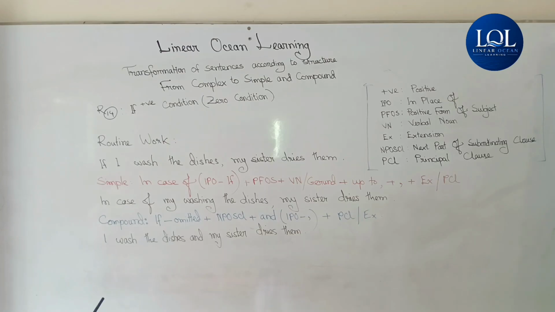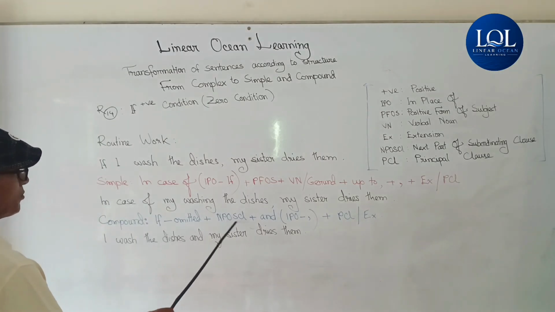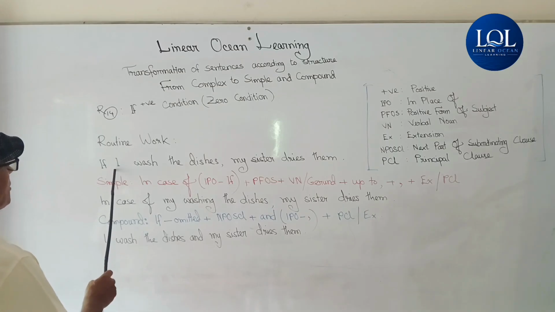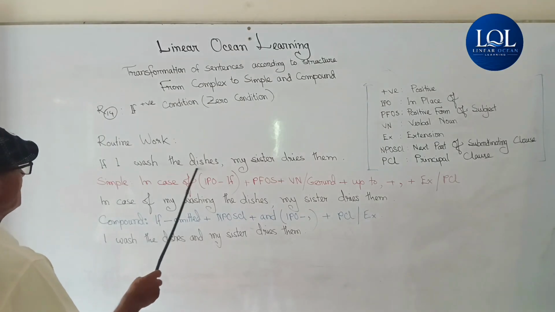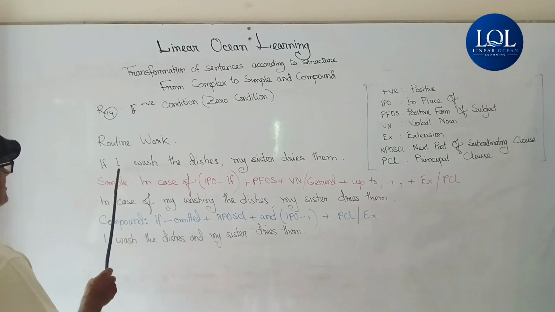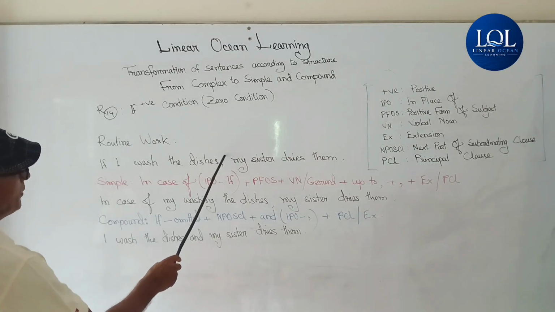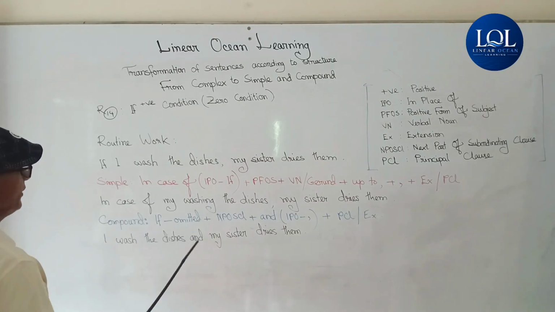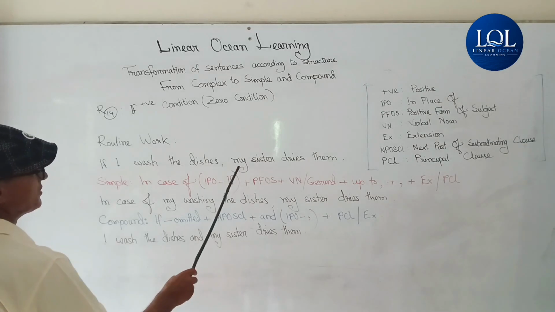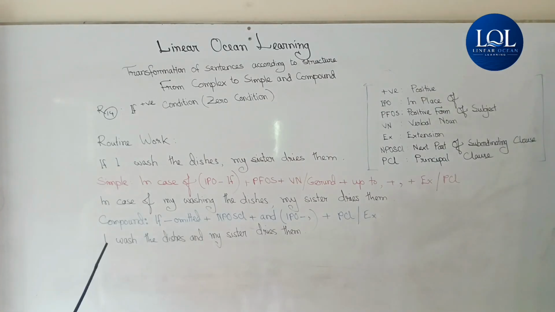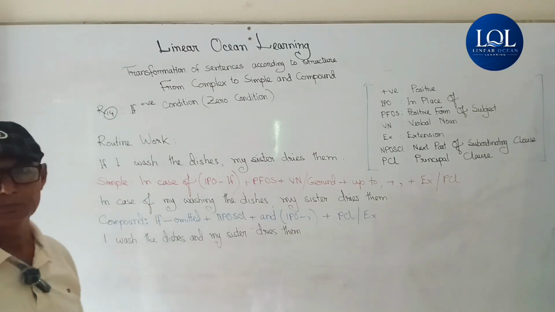Now, if we want to put it into compound one, it will be if omitted. We have to erase if, and next part of subordinating clause. The next part of subordinating clause other than if is I wash the dishes, and in place of comma there will be and, then principal clause or extension my sister dries them. I wash the dishes and my sister dries them.